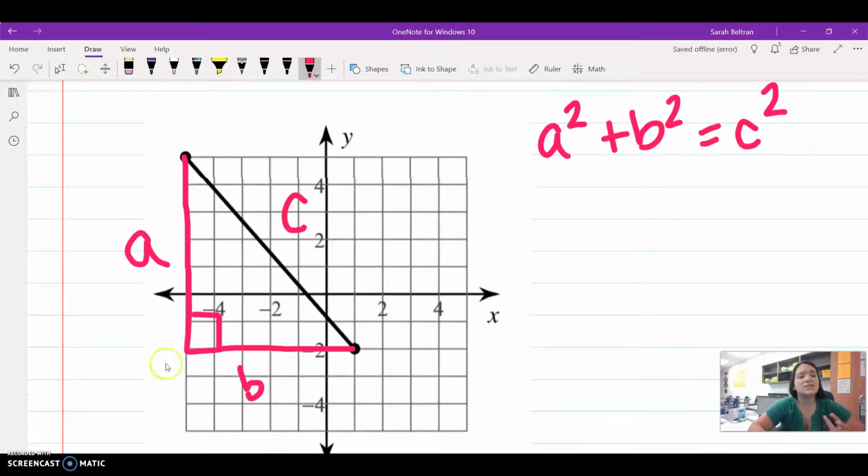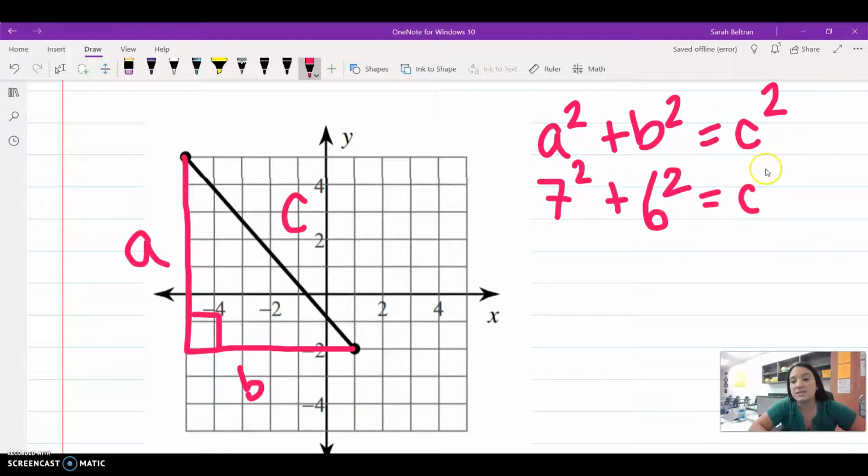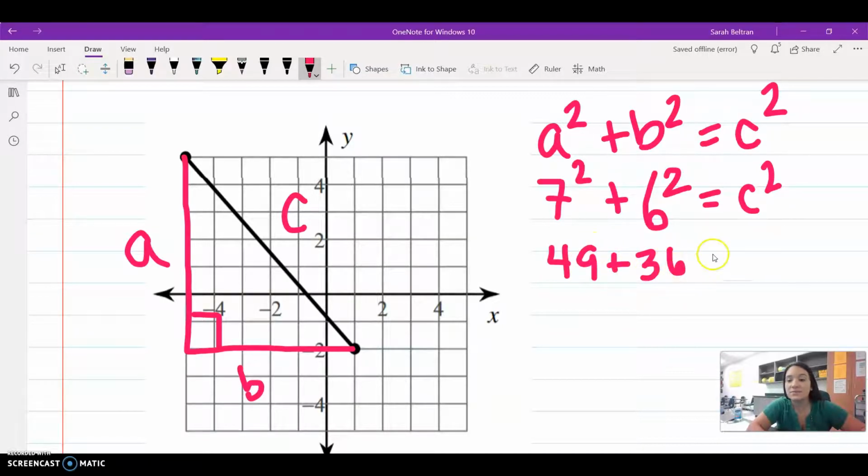All right, so let's just count. How big is A? 1, 2, 3, 4, 5, 6, 7. We've got 7. So 7 squared plus 1, 2, 3, 4, 5, 6. B is 6 units long. And then we're going to end up with C squared. This is how we're going to find our distance. Now, bear with me. This is 49 plus 36 is equal to C squared.